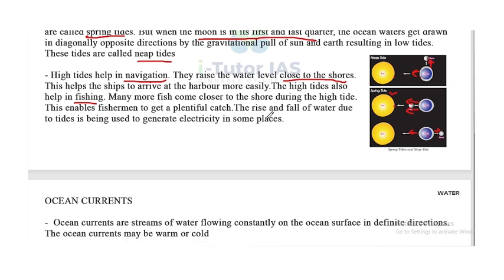The rise and fall of water due to the tide is used to generate electricity in some places. So there are many uses for the tides. The first one is that it is easy for the ships; it helps ships reach the harbor. The second is that it helps fishing. And the third is that it helps to generate electricity in some places. Those are the uses of high tides.